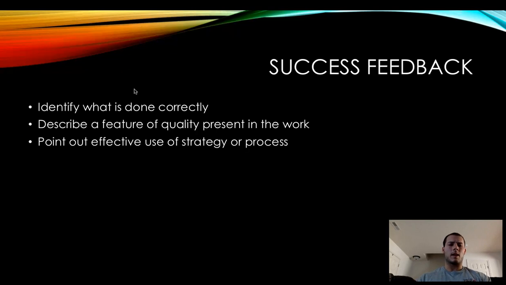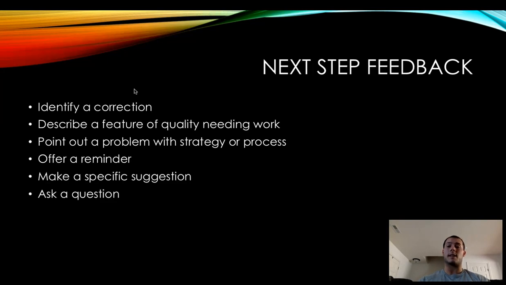Success feedback is going to identify what is done correctly and describe a quality present in their work. You want to point out effective use of the strategy or process. However, in order to take it one step further, we have to use next step feedback. In next step feedback, we're going to identify a correction and describe a feature of quality needing work. So now, instead of stopping at praise, you're going to make a suggestion to help them get to that next step of where they need to go.